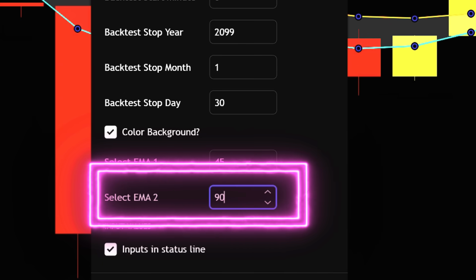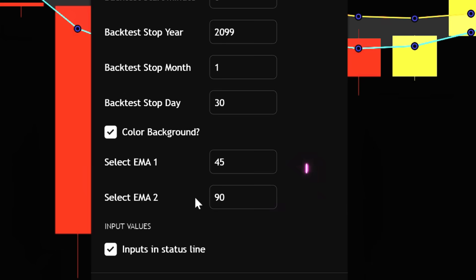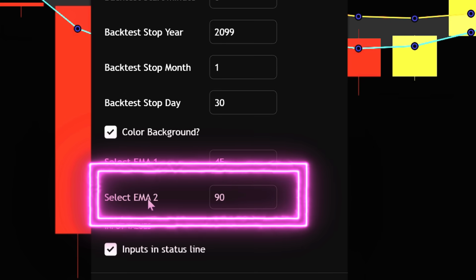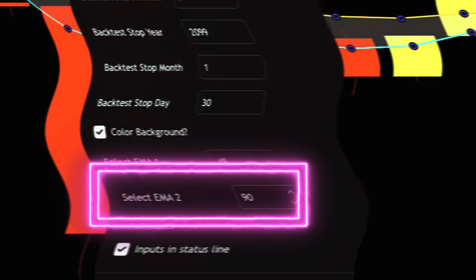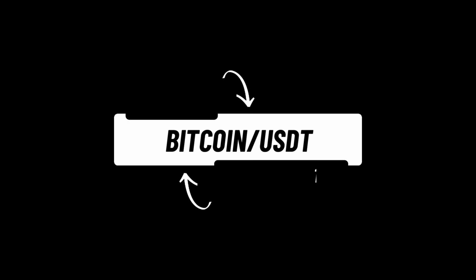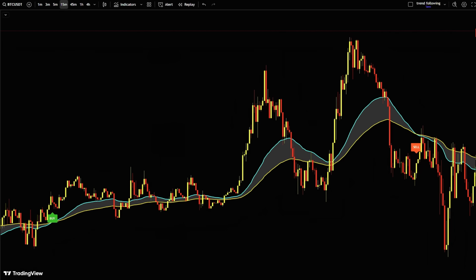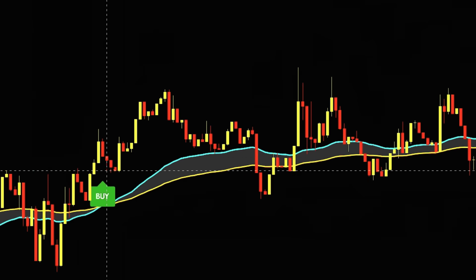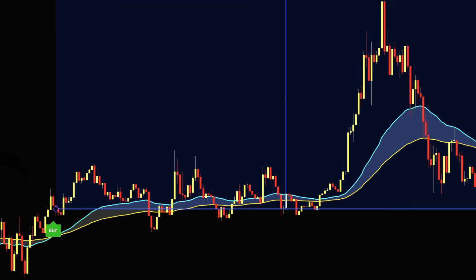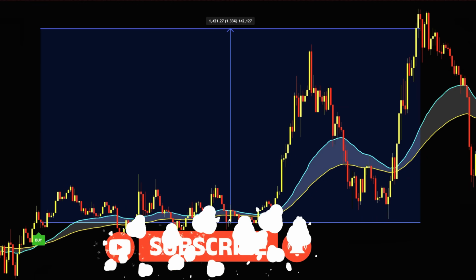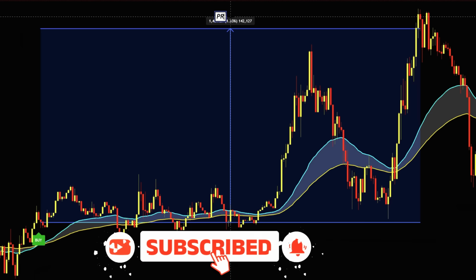What we're doing here is basically telling the indicator to look at a bigger chunk of time, which helps filter out all that noise and give us much more reliable signals. Okay, so look at what happened on the Bitcoin 15-minute chart after we made those changes. Right here, the lines cross, a buy signal prints on the chart. We take that trade and boom, a solid 13% gain. Not bad.